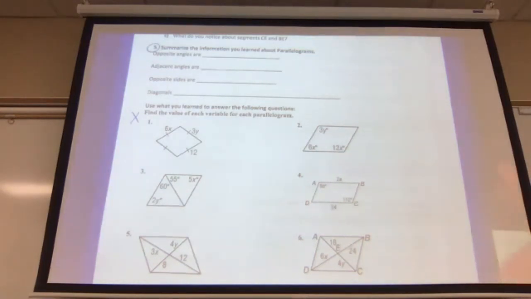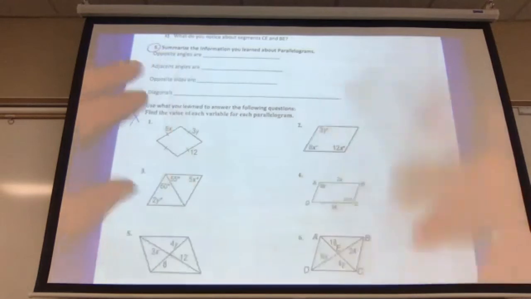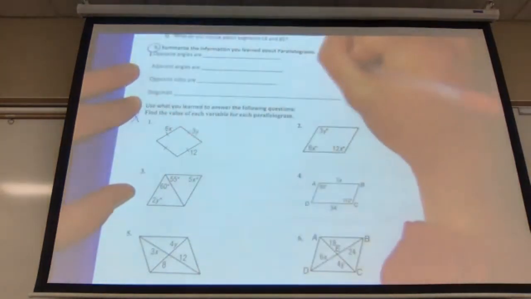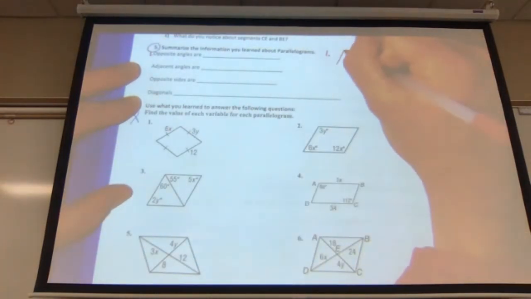So as you were going through this with the parallelograms, certain things are going to happen on every single parallelogram. The first one is opposite angles. And what I'm going to do is I'm going to number this, number 1 right here, so I can draw a picture of what's going to happen. So on number 1, I'm going to draw a parallelogram.